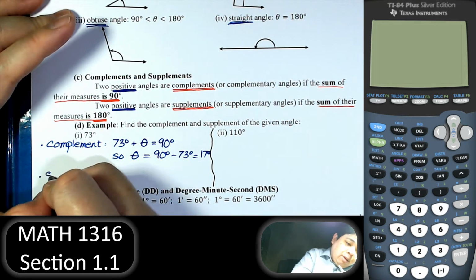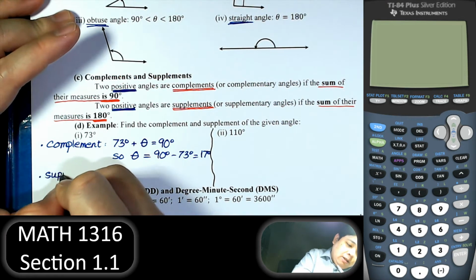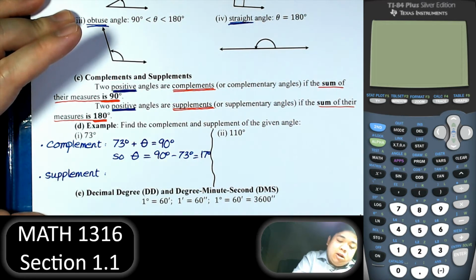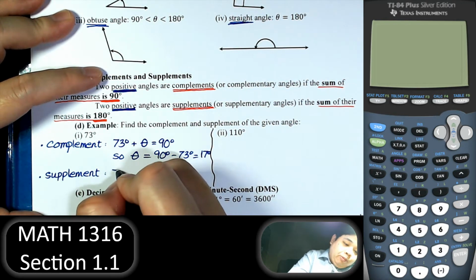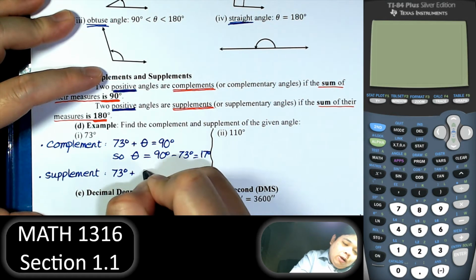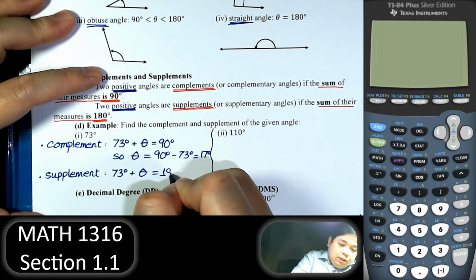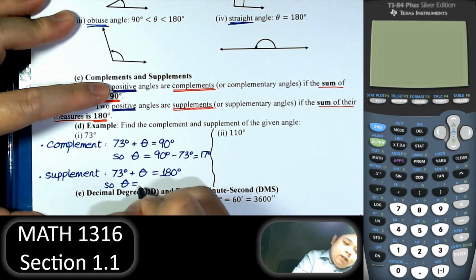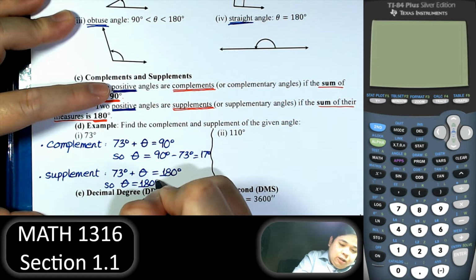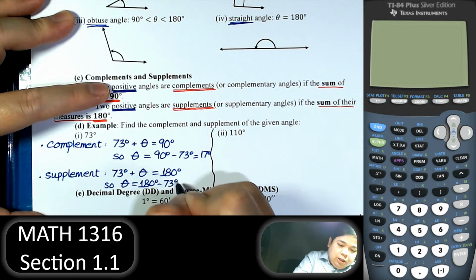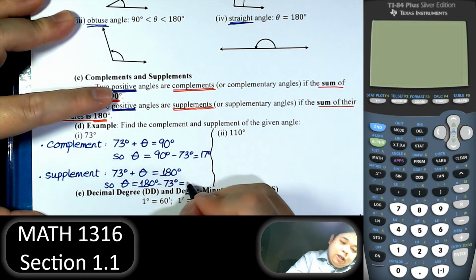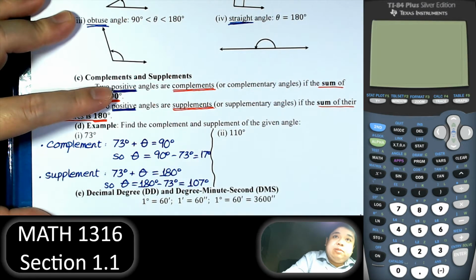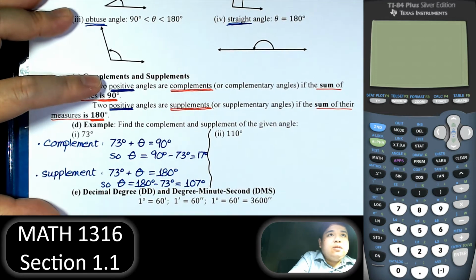Right, supplement. Supplements add up to 180 degrees. So theta equals 180 minus 73. It is 107 degrees.